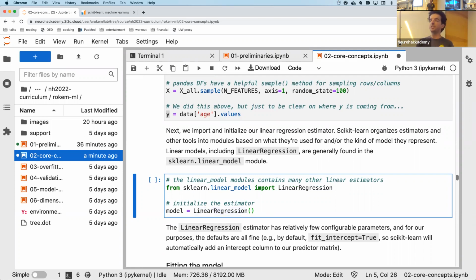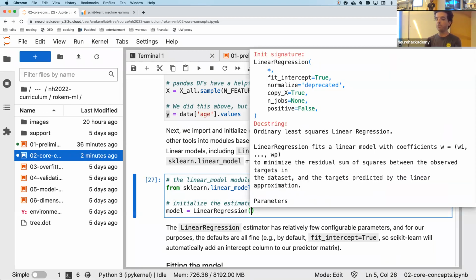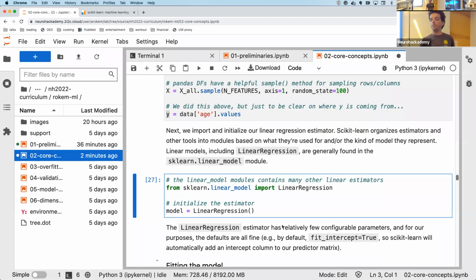And linear regression doesn't take any additional parameters in here. By typing Shift and Tab, you can see what kinds of things this can take. It can take, for example, fit_intercept, whether or not to fit the intercept term. And that's set to True by default. So we're just going to leave it at the default, but you could have changed that to something else.